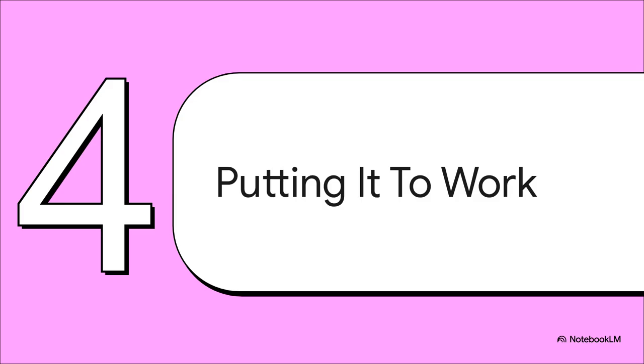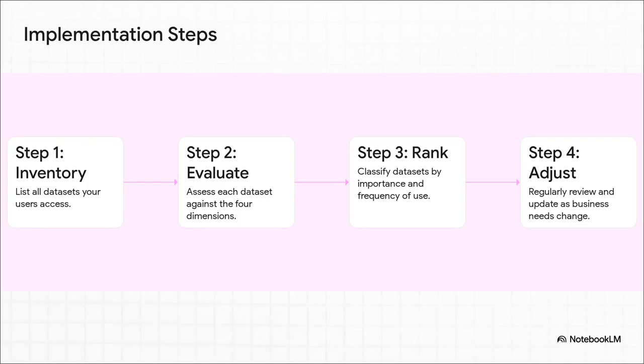Okay, so now we've got the 4 dimensions: aggregation, temporal, cross-data, and non-temporal. That's great, but how do we actually put this thing to work? Well, it's a pretty straightforward 4-step process. First, you've got to inventory your data. Just list out everything your users are accessing. Second, you evaluate each of those data sets against our 4 dimensions. Third, you rank and prioritize them. What's most important? What gets used most often?